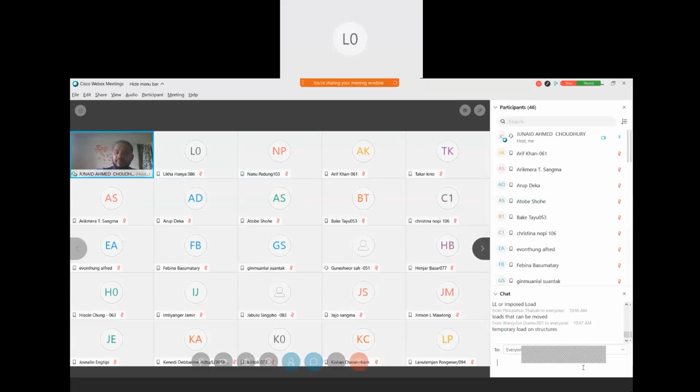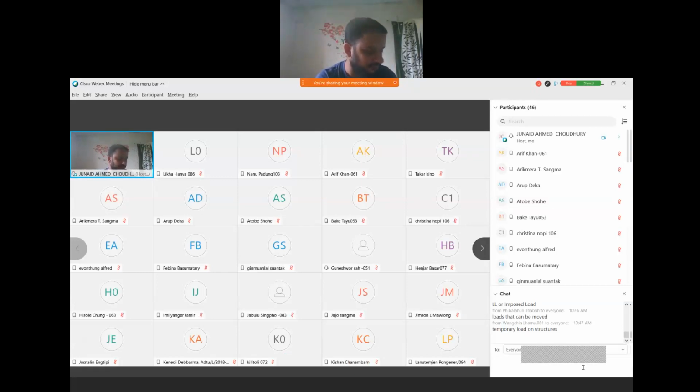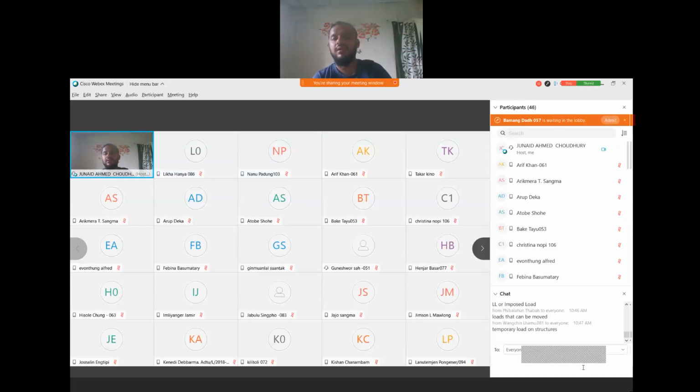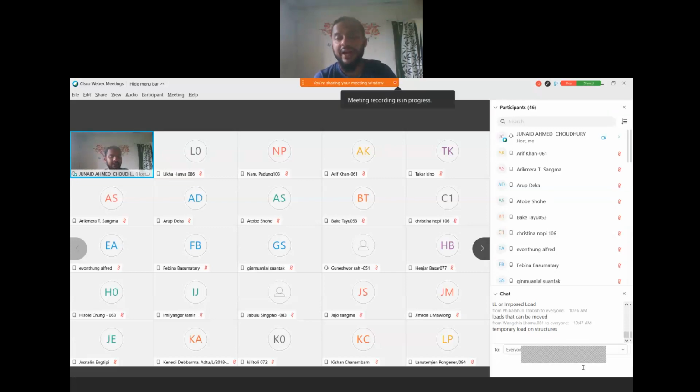Next write down number 3, wind load. Write down the method of calculating wind load on structure is given in IS 875 part 3.